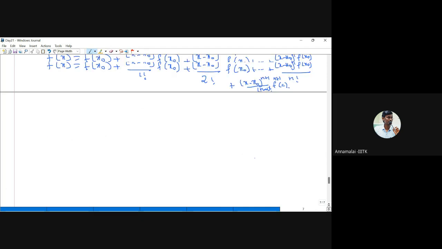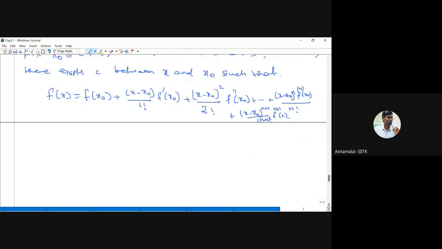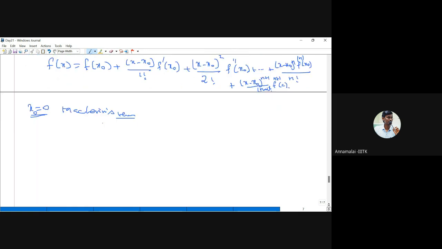So this is Taylor's theorem. Given any continuously differentiable function, f can be written like this. A special case is if you take x naught equal to 0, then the series is called a Maclaurin series. Maclaurin series is nothing but taking x naught equal to 0. That is a very important thing. This is Maclaurin's theorem.